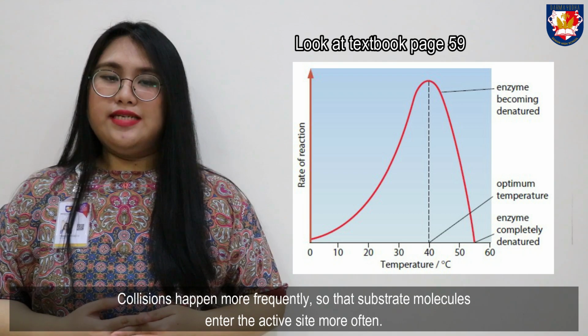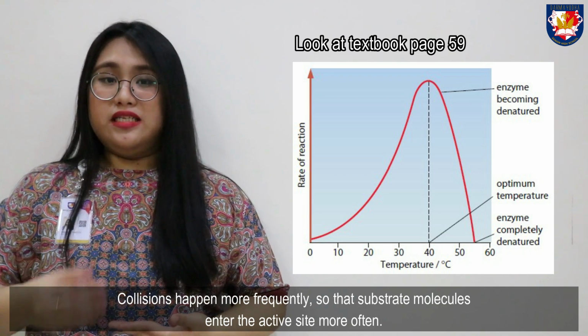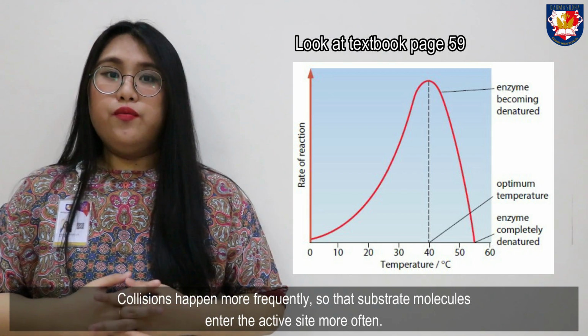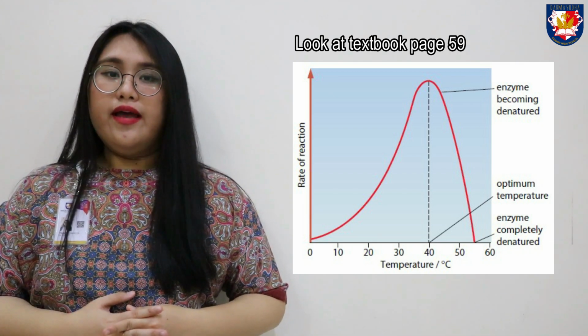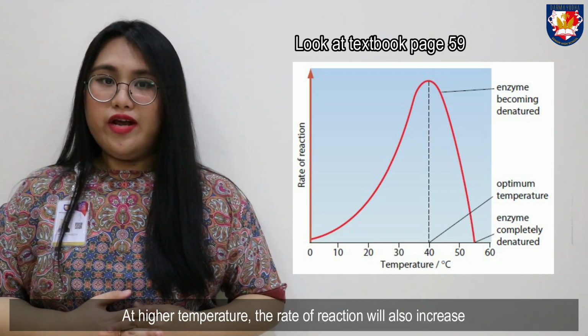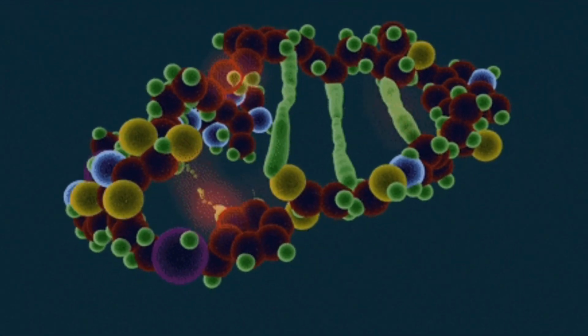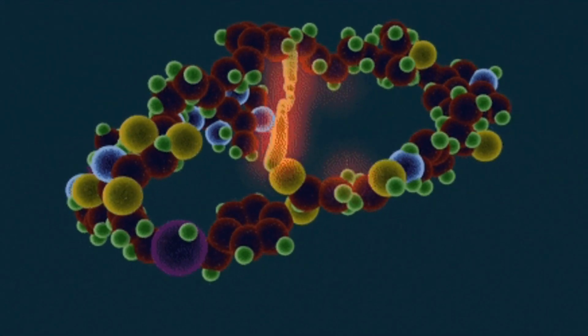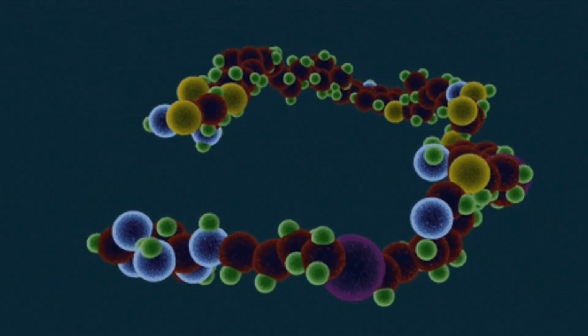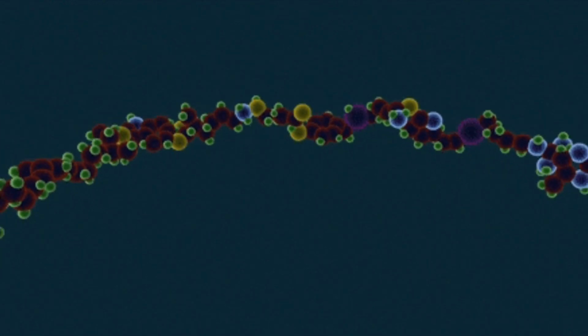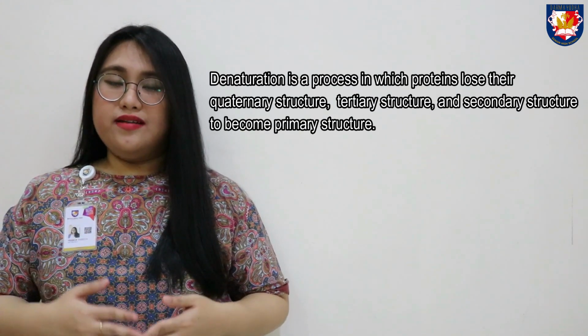So the collisions between the substrate and the enzyme active site will occur more often. That's why at higher temperature, the rate of reaction will also increase. However, above a certain temperature, the structures of enzymes vibrate so energetically that the bonds that hold the enzyme structure in its precise shape begin to break. So the enzymes will lose their shape and activity and are said to be denatured, and usually this is irreversible. If this happens, the rate of reaction will decrease.